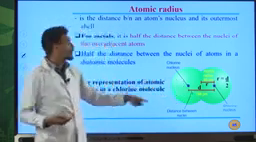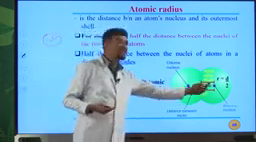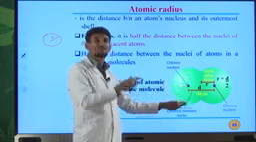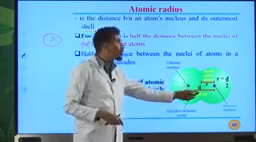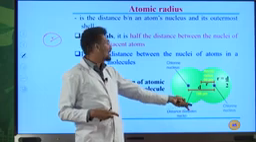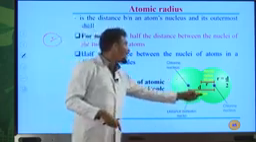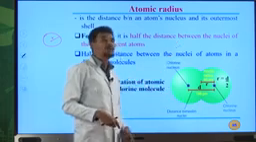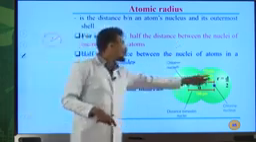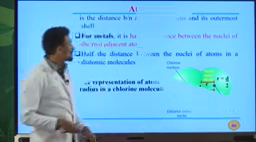For example, this is for the chlorine atom. The distance between the nuclei of two atoms of the chlorine molecule is equal to 198 picometer. Therefore, the radius of one atom of chlorine is 198 divided by 2, which is equal to 99 picometer. Therefore, radius is equal to distance over 2. So this is atomic radius.